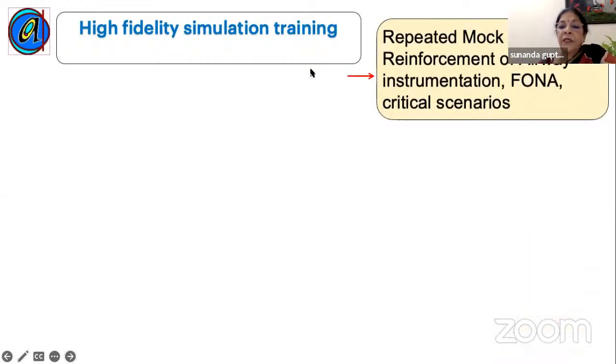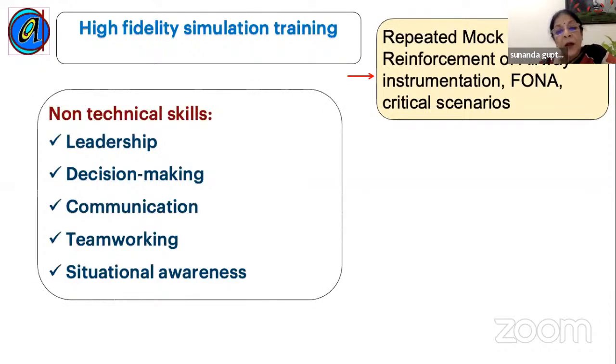So a high-fidelity simulation training, which should occur at least every year, is a repeat mock drill. Reinforcement of the airway instrumentation, front-of-neck access, and critical scenarios. Also, apart from these critical technical skills, we should always have training for non-technical skills: leadership, decision-making, communication, teamworking, situational awareness. All this is going to prevent fixation errors, which are important reasons why we fail to intubate the airway.